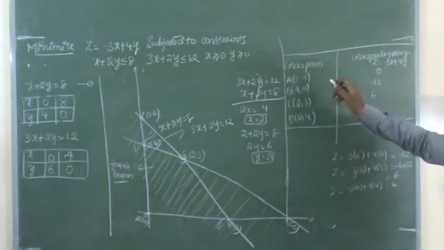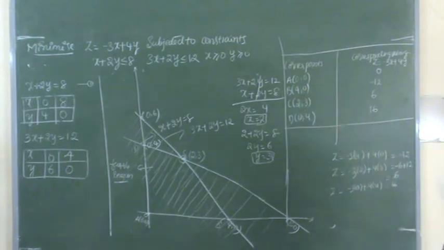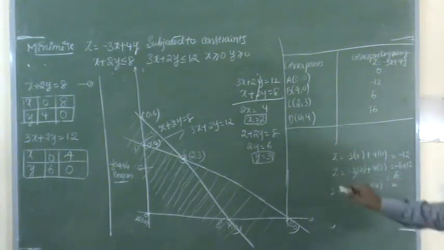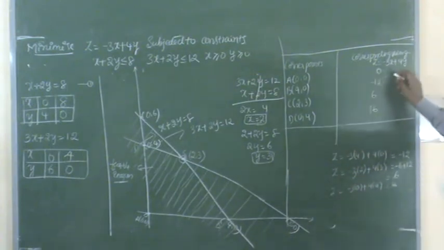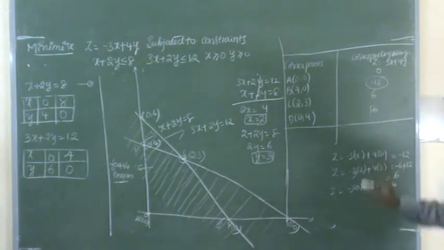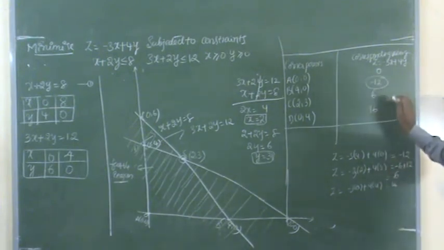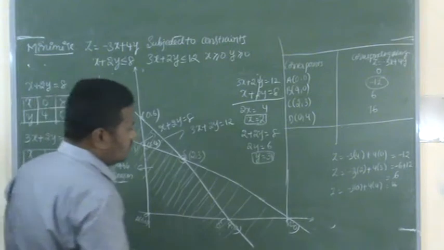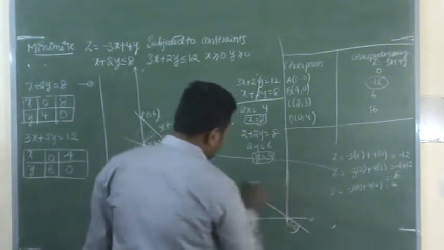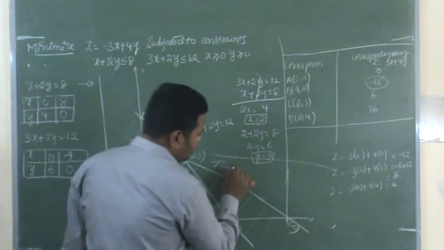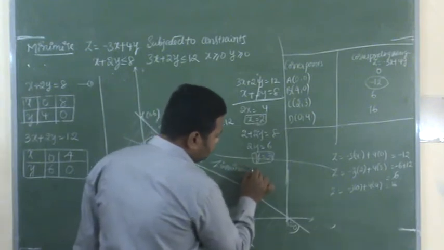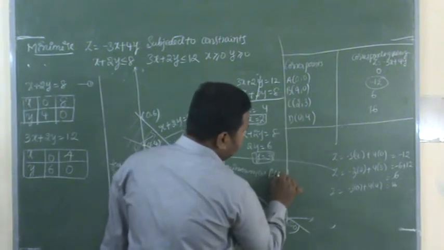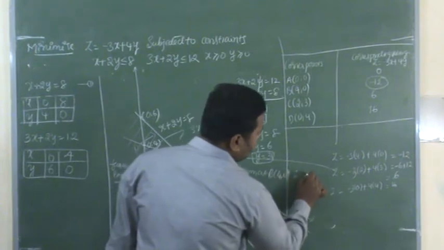Okay, so we have to minimize the linear function Z is equal to minus 3x plus 4y. Here the minimum value is minus 12. Therefore Z is minimum at the point B (4, 0), and the value is minus 12.